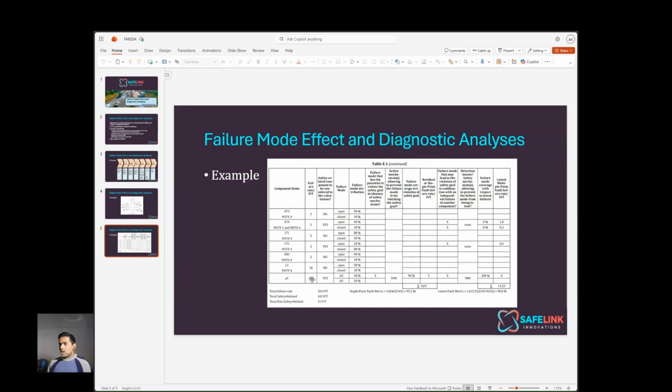What that means is, out of the 100 FIT, 50 FIT is this failure mode. And out of 50 FIT, 90% can be detected, and 10% cannot be detected. And the 10% that cannot be detected is 10% of 50, which is 5. So what this means is 5 out of 100 will go undetected. The other 95 are either not safety relevant or can be detected.